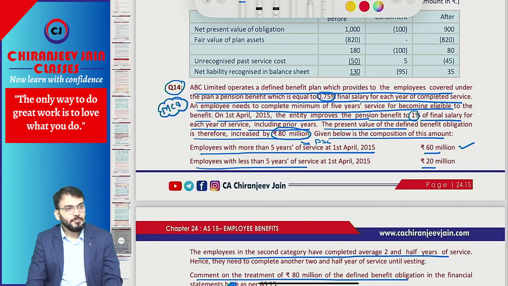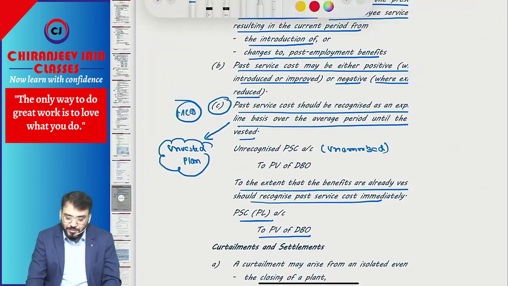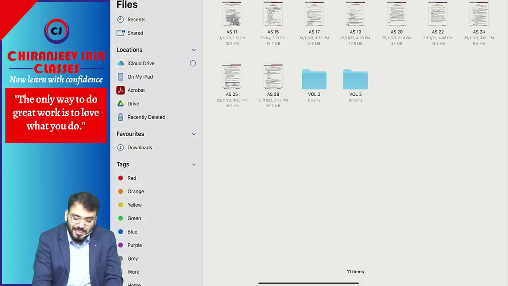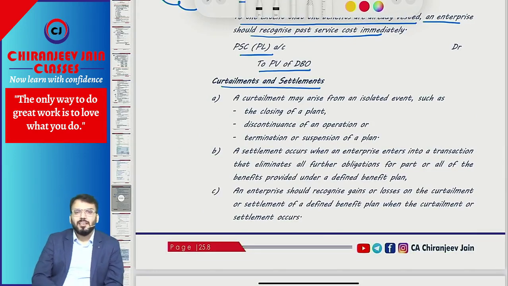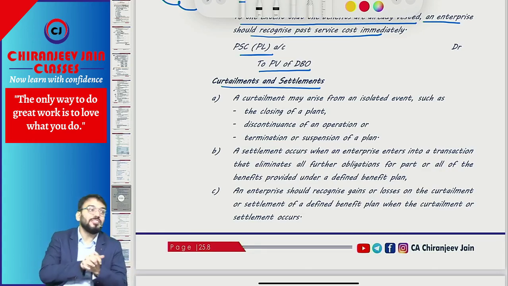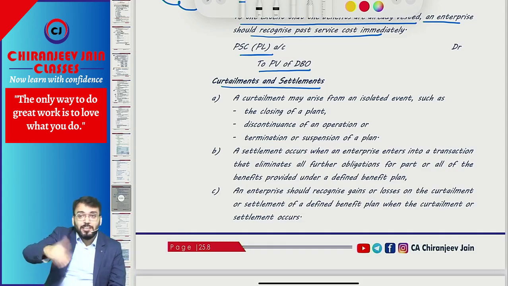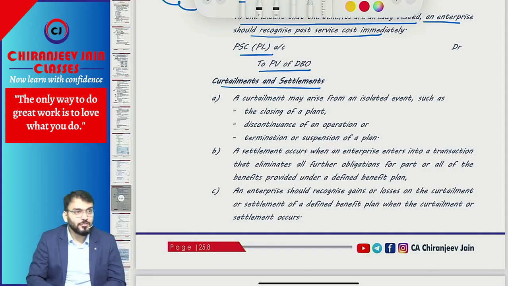Simple. Correct. Now the last point of this concept, about defined benefit plans, is curtailment and settlement. Curtailment means, as I have already said, that the number of employees is reduced. Now curtailment can be of two types: curtailment with settlement and curtailment without settlement. Without settlement means the number of employees is reduced but nothing needs to be paid to the employees for this retirement benefit. Quite possible. But with settlement, the number of employees is reduced but we need to pay some compensation for this retirement benefit.